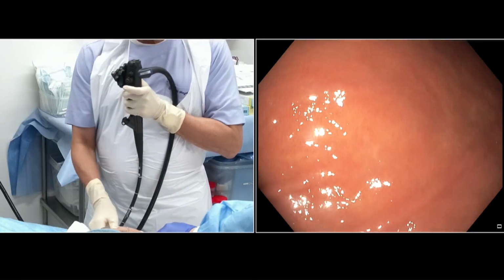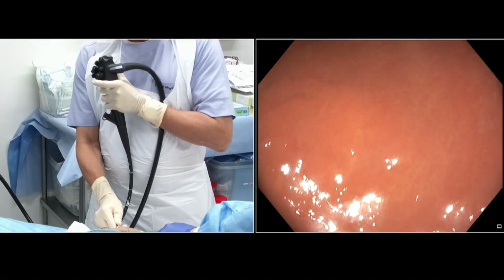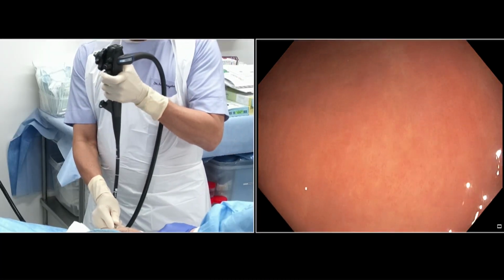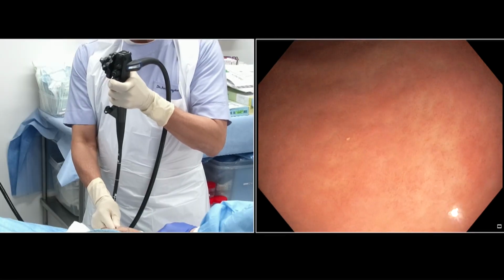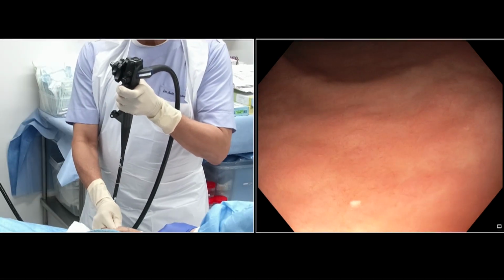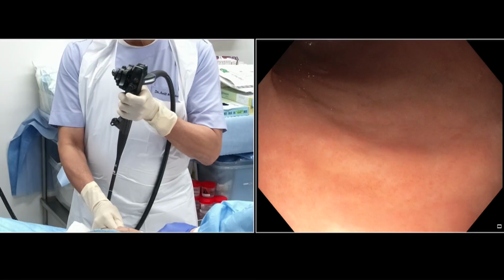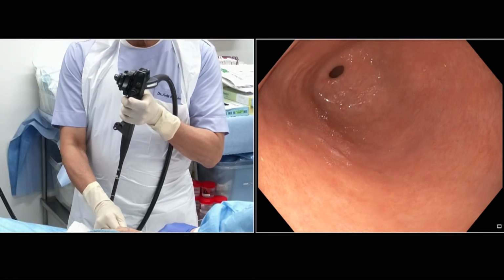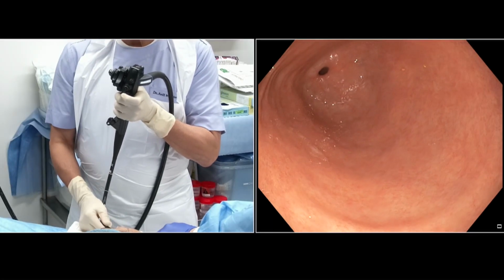Now you have to know that I have to go to the right. So again I am turning the scope to the right, turning the big wheel up by turning the big wheel towards us, and keep on passing the scope until I start seeing the antrum and the pylorus. You see now that is the pylorus.